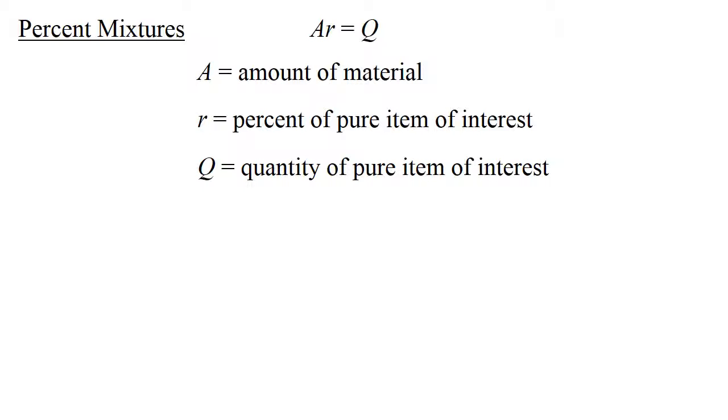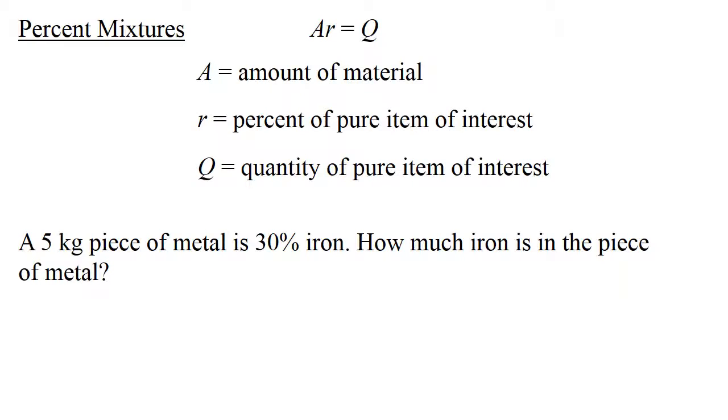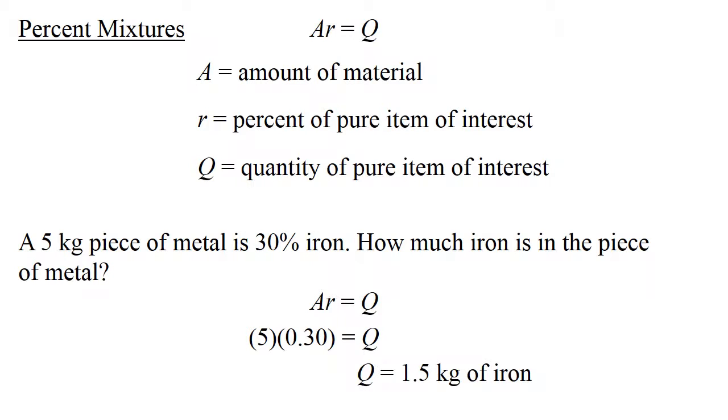So kind of see what we're talking about here. Let's say I had a 5 kilogram piece of metal and I knew 30% of it was iron. And I want to know how much of this thing is iron. And so I'm going to go to my formula and I'm going to say, well, I know I have 5 kilograms. I know 30% of it's iron. So I'm going to multiply 5 times 30%, and that's going to give me 1.5 kilograms of iron in there. And then the other 3.5 kilograms is some other type of metal.